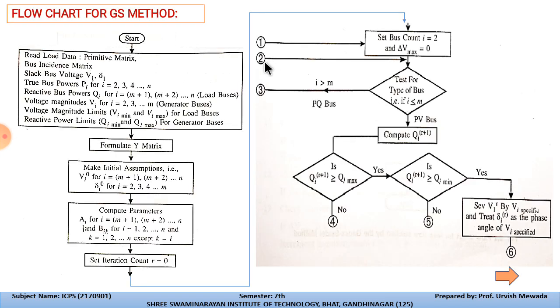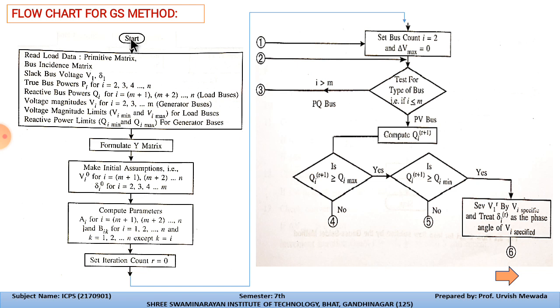The Gauss Seidel method can be easily understood by its flowchart. Such a question can be asked in your GTU exam: draw the flowchart of the GS method. So let us discuss the flowchart of the GS method. This flowchart continues from here, so I have drawn an arrow like this. Because it was very difficult to accommodate the flowchart in one slide, I made two parts of this flowchart.